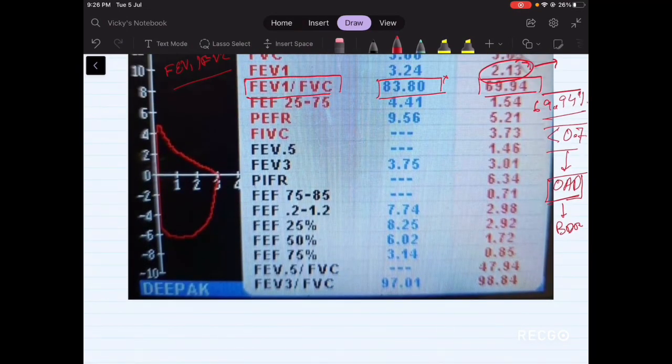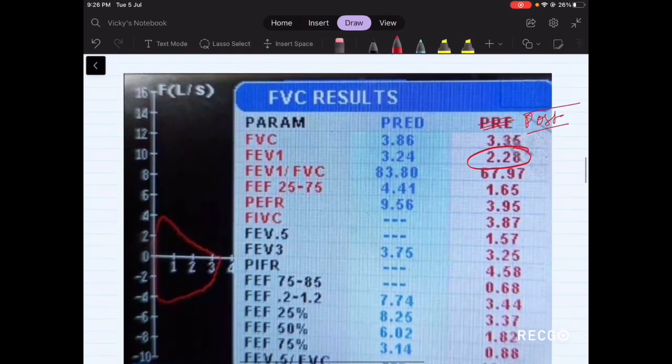The difference between 2.13 and 2.28 is around 150, so it is less than 200 ml, right? So this means that there is no bronchodilator reversibility. Remember that both the conditions should be satisfied. It should be more than 12% change and it should be more than 200 ml, right? So there is no bronchodilator reversibility, hence the patient is a case of COPD over here. So I think this is clear, and thank you.